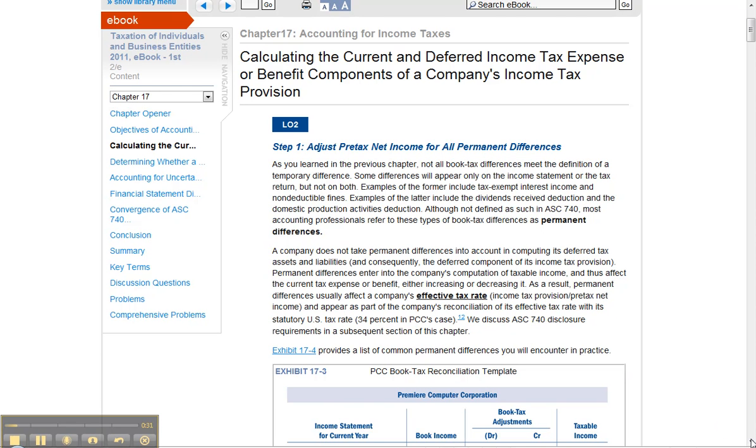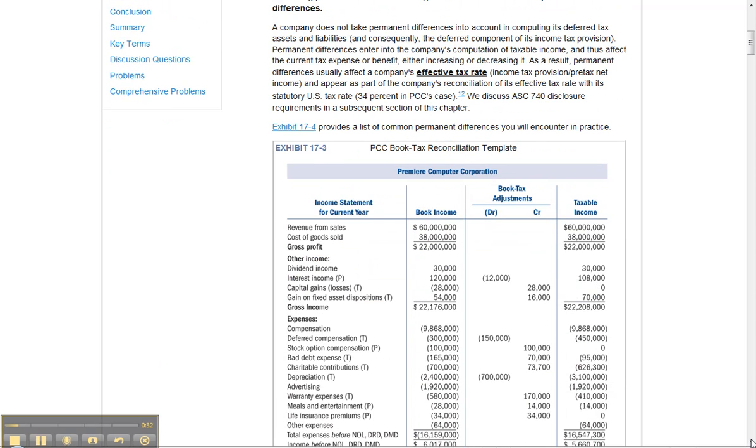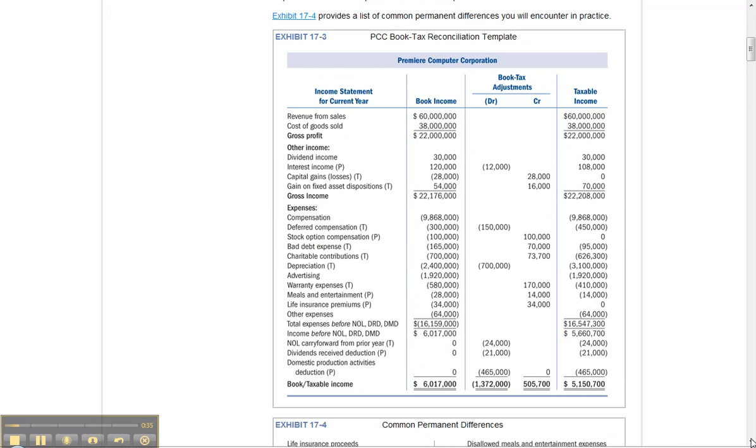So we're going to look at, in Exhibit 17-3 here, an example of a company, PCC, that we're working with in this chapter. This is their book income per their financial statements. Notice there's no federal income tax expense estimates on here at all. We're going to be calculating our federal income tax, or just our income tax expense or benefit, as part of this process.